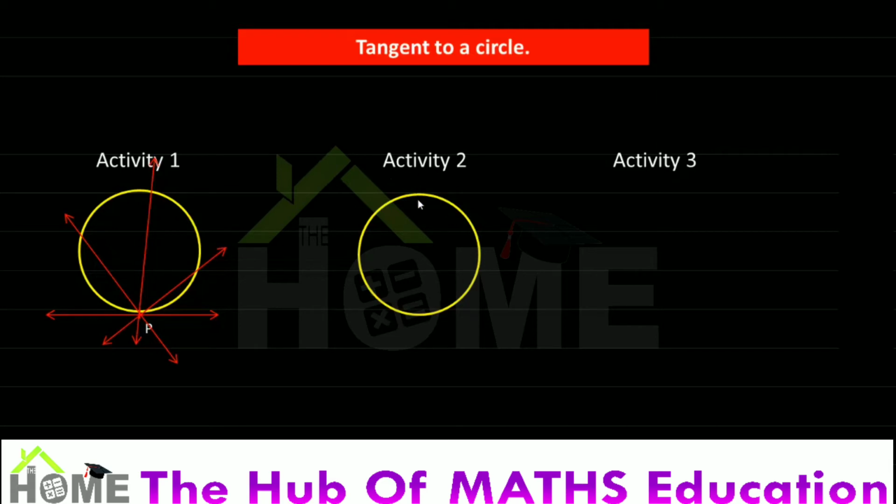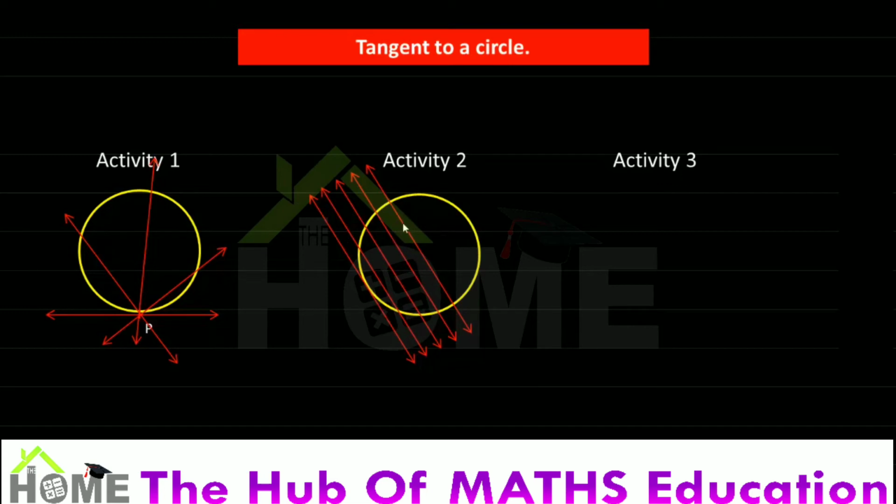Now take activity 2. Draw a circle, draw its secant, then draw different lines parallel to this secant on both sides of the secant. Here we see that as we move away from the center, the length of the chord decreases.